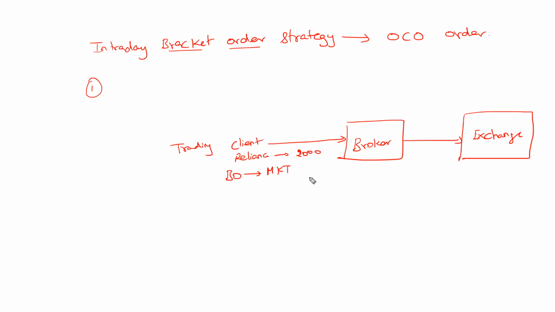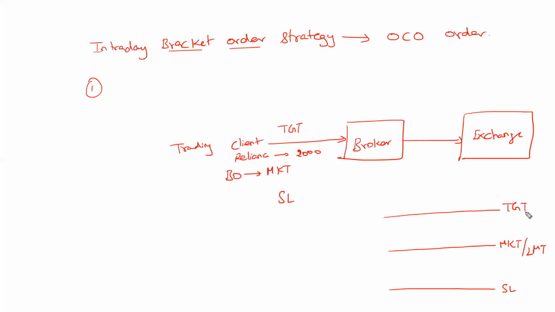Along with the market order, it will also send a target order and a stop loss order. So 3 orders will be sent. One is a market order, or it can be a limit order. Another is a stop loss order, and another is a target order. Let's say he's sending a market buy of 100 shares of Reliance at 2,000 rupees.